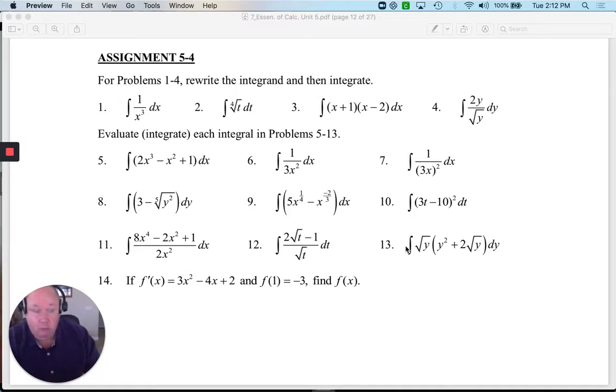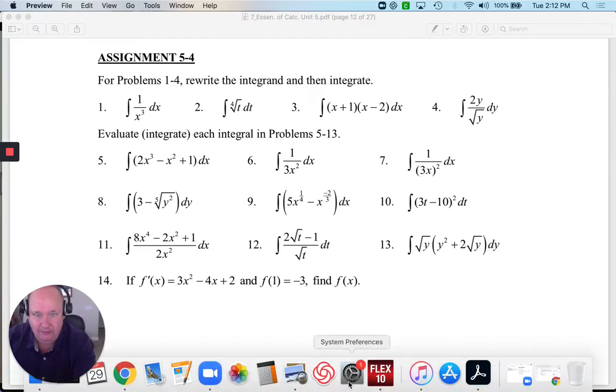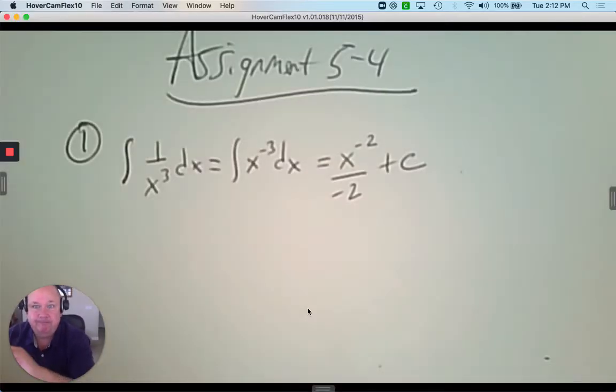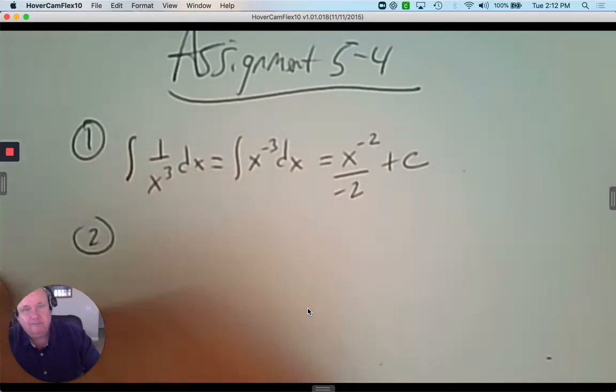All right, so 1 over x cubed dx. The integrand is 1 over x cubed. We're going to write that as x to the negative 3. And then we're going to follow the rule. And the rule is add 1 and divide. So that's what we're going to do. Add 1 to the exponent and divide. And for the antiderivative, we can't forget the candy. Plus c. Number 2.